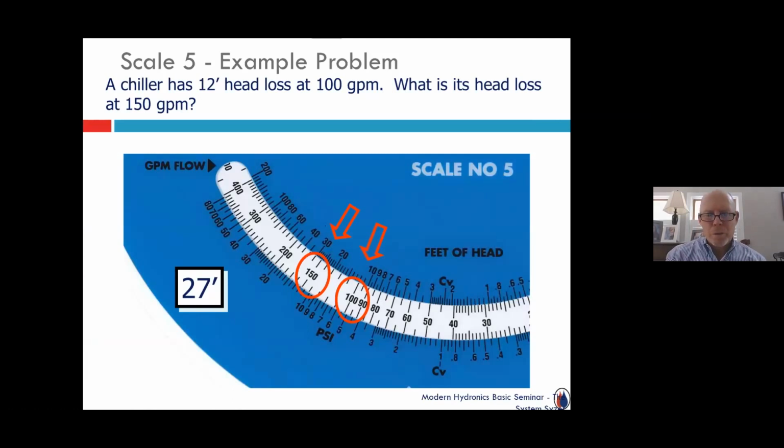So I go from 12 feet to 27 feet when I pump 50 more gallons a minute in that chiller barrel. So that's a way of using scale 5 real quickly. I have a known flow and head. If I change that flow, what's the new head going to be?